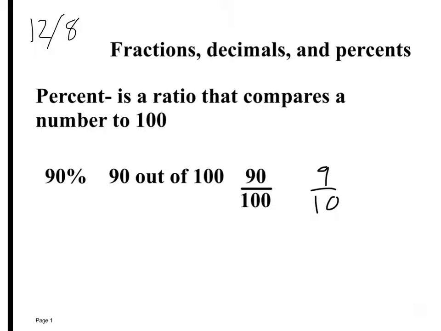Right? That's all a percent is. It's a ratio that compares a number to 100. It can be less than 1. It can be greater than 100. All right, and we'll do a few examples of that. But it's out of 100. That's what you need to know.